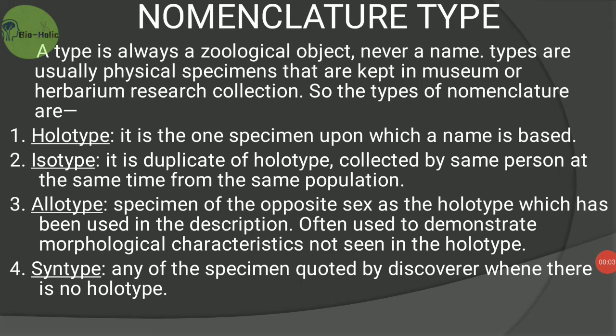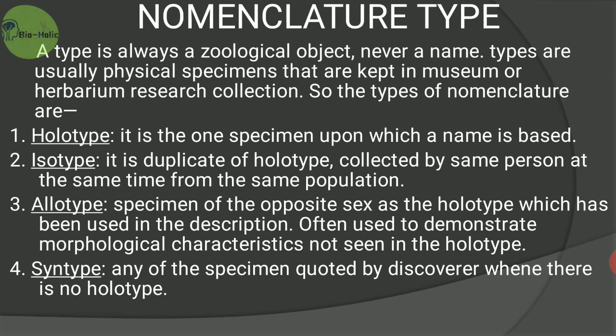Now, there are several nomenclature types. A type is always a zoological object, never a name. Types are usually physical specimens that are kept in museums or herbarium research collections. So, the types of nomenclature are, first of all, holotype. It is the one specimen upon which a name is based. Secondly, isotype. It is the duplicate of holotype collected by the same person at the same time from the same population.